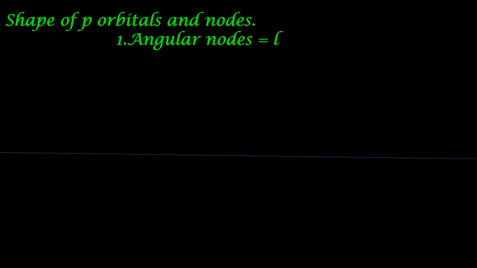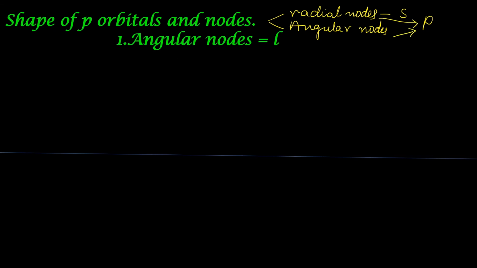In this video, we will see the shape of p orbitals and nodes. In general, there are two types of nodes: radial nodes and angular nodes. Nodes, as you already know, are the regions where there is no probability of finding electrons. s orbitals are spherical and not directional, therefore they have only radial nodes. But p orbitals, being directional, have radial as well as angular nodes.